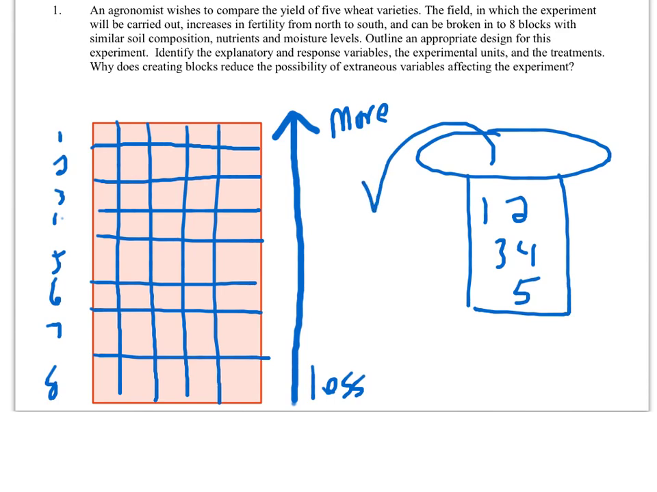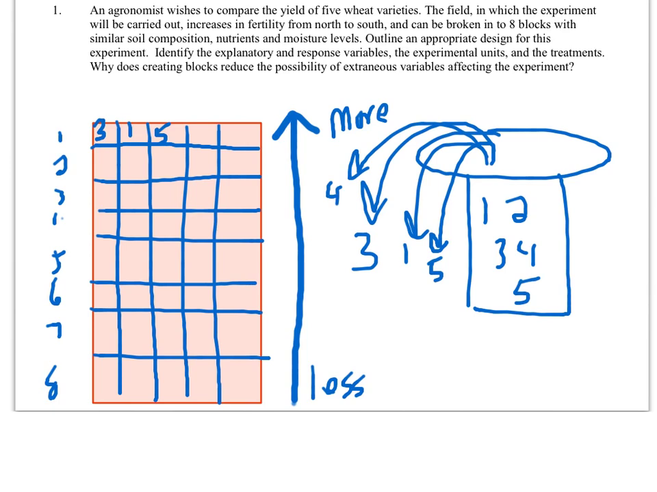I'm going to pull out the first number. My first number is 3, so the first plot in the first block will get 3. Next number out, let's say, is a 1, so that gets 1. Next number out, let's say, is a 5. Next number out gives us a 4. And then the last one has to be 2. So notice, all of the treatments are in the first block.